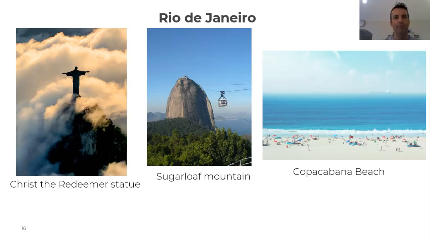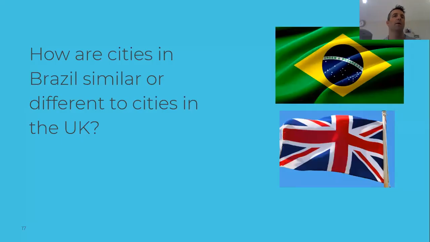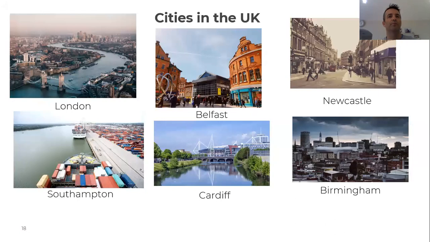Now, I want you to have a think. How do you think the cities in Brazil are similar or different to the cities in the UK? So let's have a look at some of those cities in our country, in the United Kingdom. So in the UK, there are many different cities, just like there are in Brazil. And all of those cities are slightly different, just like the ones in Brazil are, but there are lots of human features that will be similar in British cities to those cities that are in Brazil that we've just looked at.